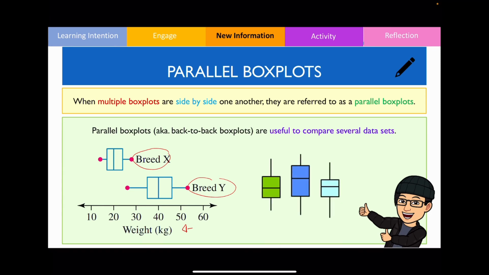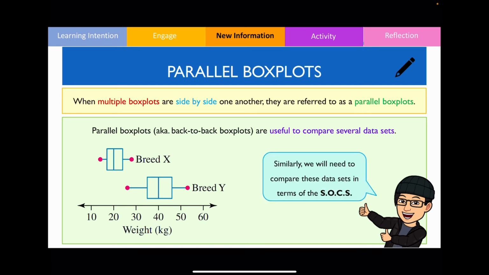Furthermore, I do want to say that you may also encounter parallel box plots that are drawn vertically as shown over here. When we are comparing parallel box plots, similarly, we're going to need to compare these datasets in terms of their shapes, their outliers, their centers, as well as the spreads. However, you won't be required at all for year 11 to comment and compare the shapes of 2 parallel box plots, but please be aware that you will definitely need to know this for year 12.